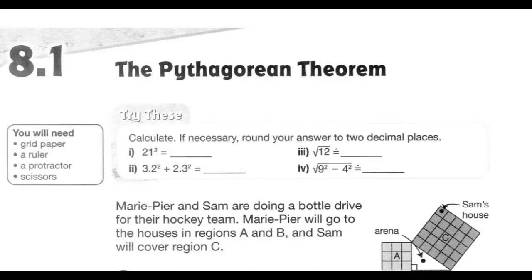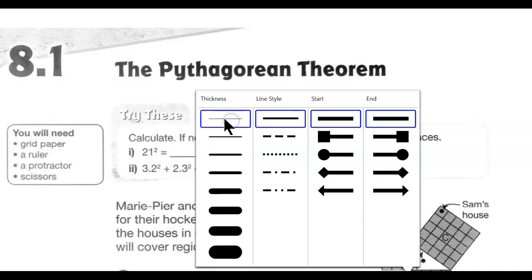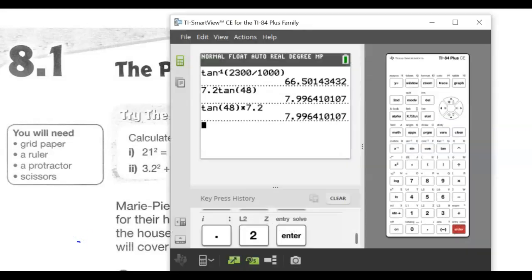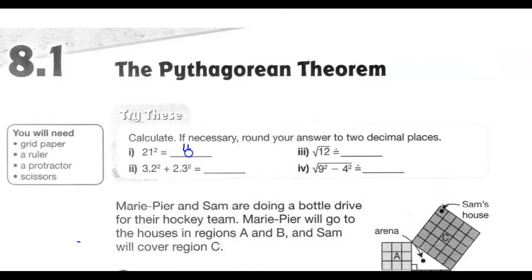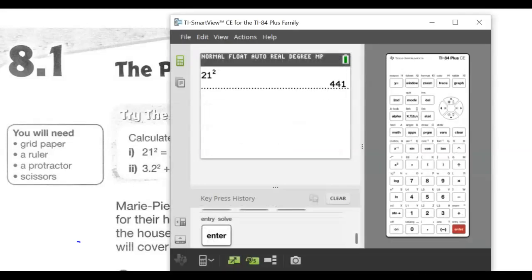Well, the first one isn't going to be rounded. It's 21 squared, which is 21 times 21. You can use your calculator. So get out your calculator, 21 exponent 2. So exponent key squared. And so 441. Some of you might have a squared key. So for the next one, let's use that.